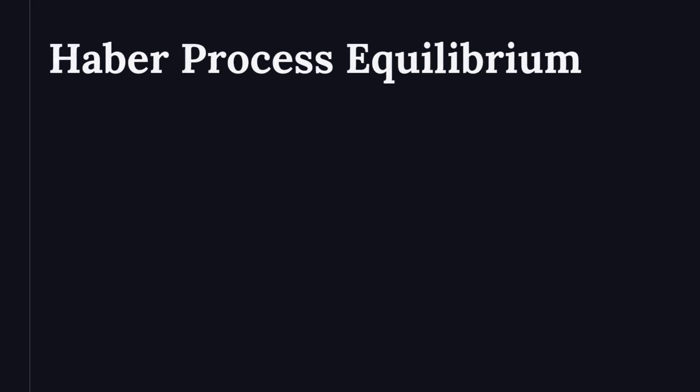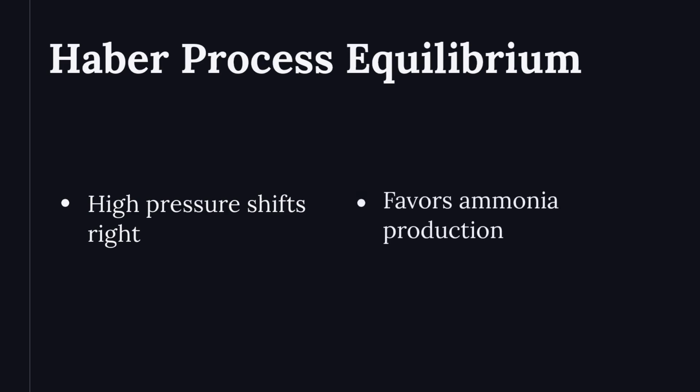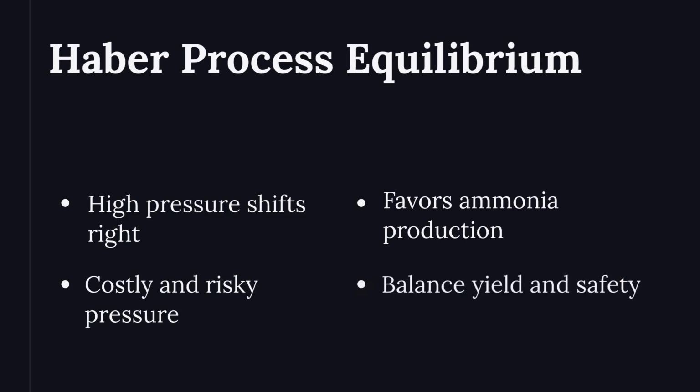In the Haber process, high pressure shifts equilibrium to the right. This side has fewer gas moles, favoring ammonia production. However, high pressure is costly and risky. A balance is needed between yield and safety. This demonstrates industrial application of equilibrium principles.